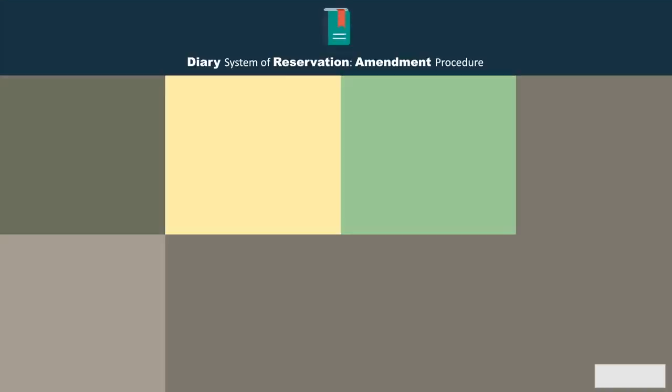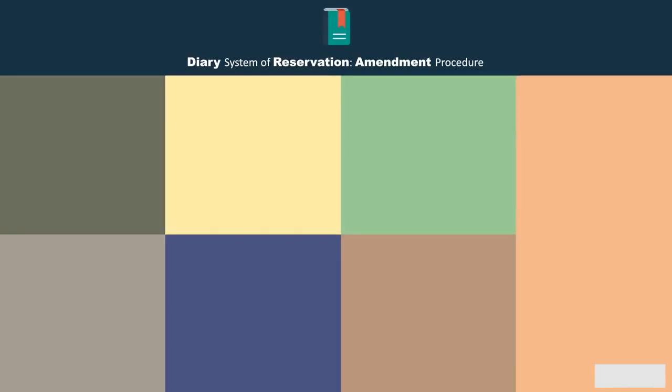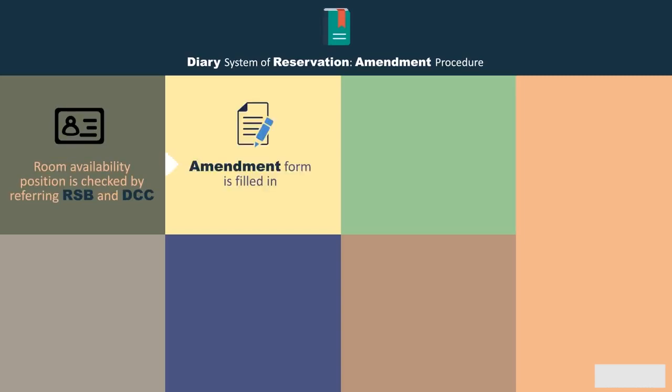Amendment procedure in Whitney reservation system. To make an amendment in the Whitney reservation system, the following procedure is carried out. As soon as an amendment request is received, the room availability position is checked by referring to RSB and subsequently DCC. If the amendment request can be accepted, then an amendment form is filled in. The original Whitney slip and the RR form are stapled together.